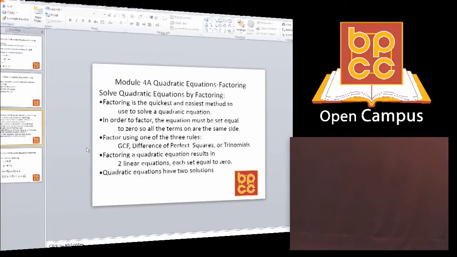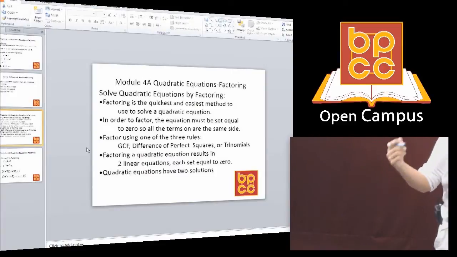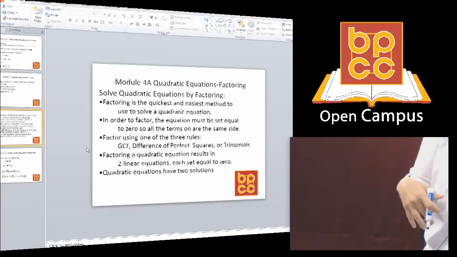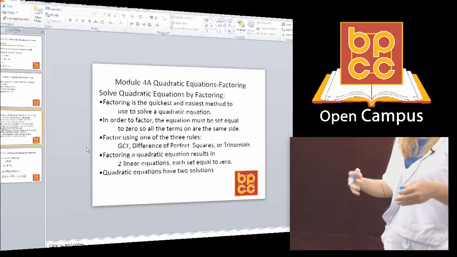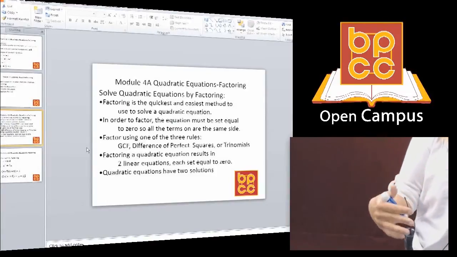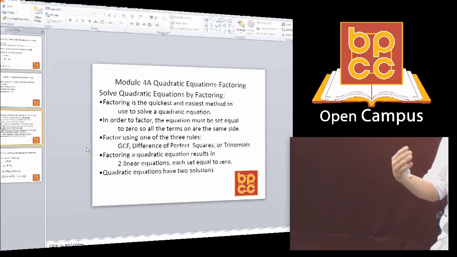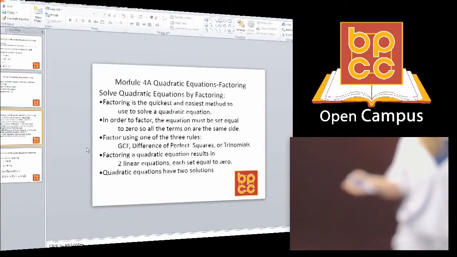Once you get your equation set equal to 0, then you're going to factor. And you learned 3 big rules of factoring in algebra. They were GCF, difference of perfect squares, and the trinomial rule. So we're going to review those 3 rules again today. Once you factor, your quadratic equation is no longer quadratic. It becomes linear. You're going to see that x squared disappear and become x to the first. But you're not going to have one x. You're going to have 2 x's.